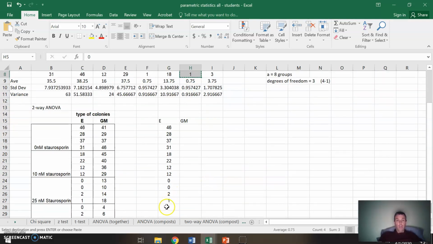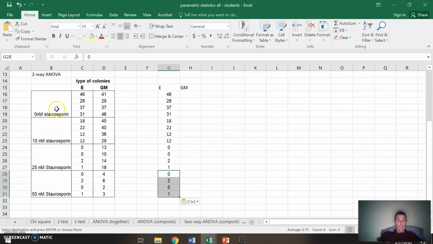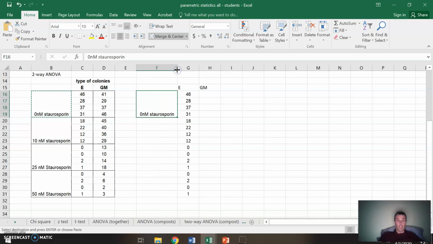So now I have all my E's in one column together, and all of this would be for the 0 staurosporin. So I can take these cells and I can merge them, and I can just label it as the 0 nanomolar staurosporin. Let me spread this out a little bit so we can see it.